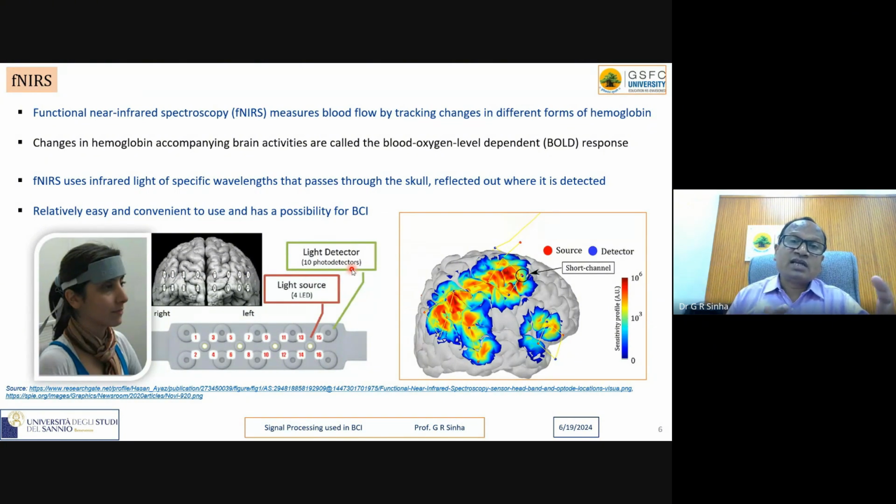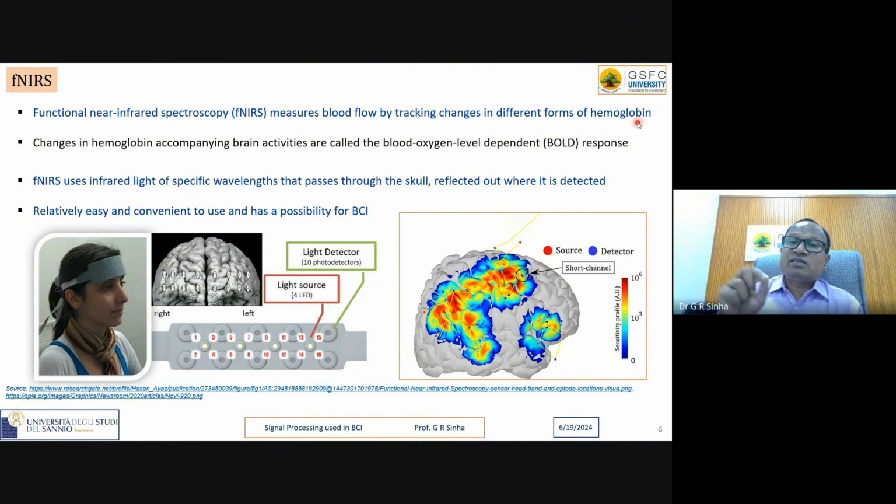Light sources are the sources that can generate energy in the form of light. And what are the names of light detectors? Photo detector, photodiode, phototransistor. These are examples of light detectors that can capture the light which is coming from another part. So the principle of working of this modality is that it measures the blood flow. This also measures the blood flow, remember, by tracking the changes in the different forms of hemoglobin.